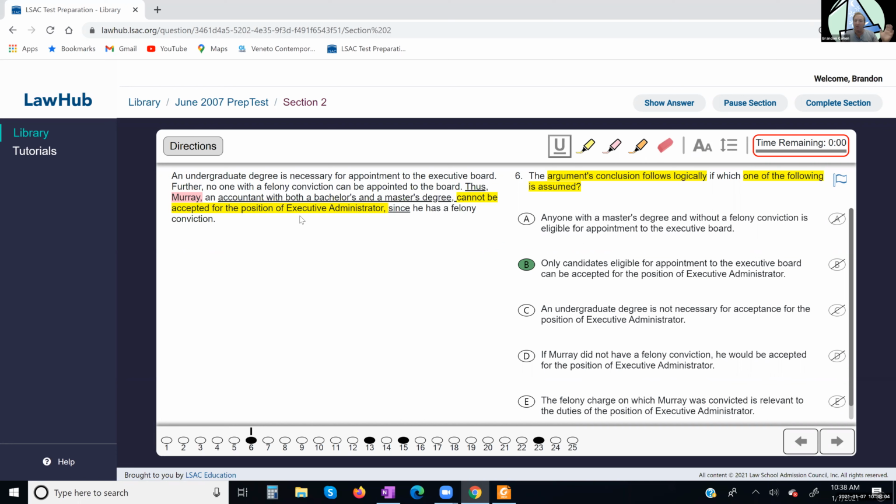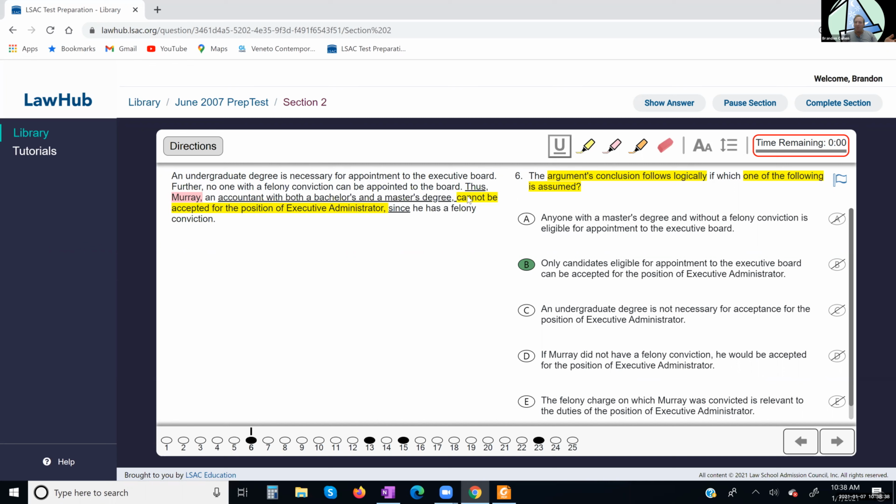So the pink and yellow is our conclusion, and I've already broken it into two parts. Subject matter of Murray, characteristic of cannot be accepted for the position of the executive board administrator. Now, how do we catch a language jump? We ask ourselves, do we have evidence of pink? Yes or no? It's just a yes or no question. And the answer is yes. This underline is our evidence about Murray. And this last part, he has a felony, is also evidence about Murray. So the answer is just yes. I'm not even going to go to what that evidence is just yet. I'm just going to say in my head, oh yeah, Murray, we have evidence about.